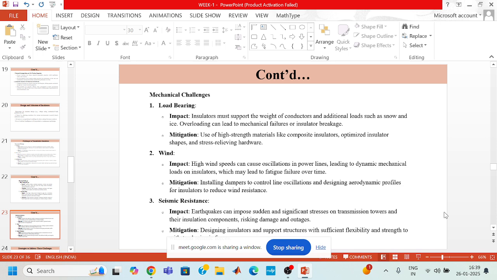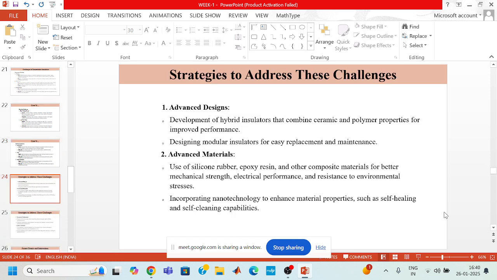The third is seismic resistance, which is due to earthquakes. Earthquakes can impose sudden and significant stress on transmission towers and their insulation components, risking damage and outages. By designing insulators and support structures with sufficient flexibility and strength to withstand seismic forces, we can give them the strength to resist seismic impact, and so we can overcome these challenges.